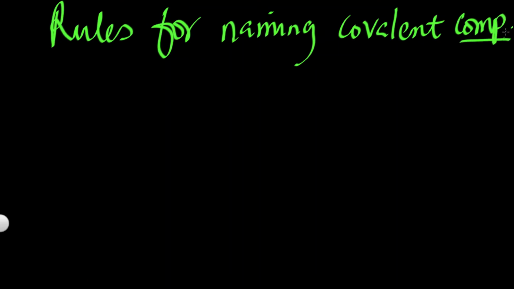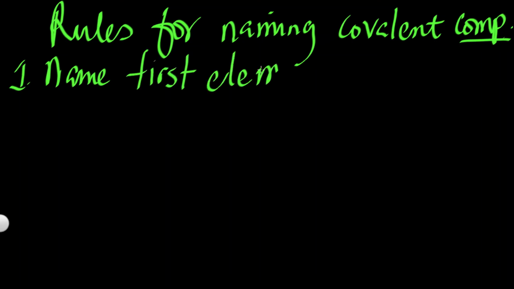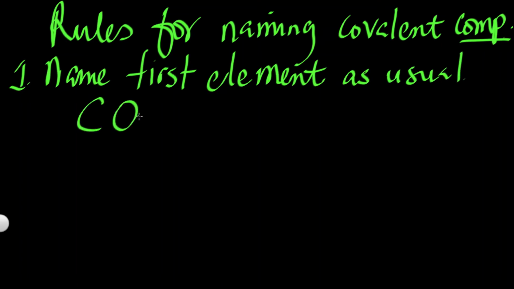Okay, you are given the formula, and this is what you do. Rule number 1, name the first element as usual. First element in the formula as usual. So if the formula is CO2, carbon is the first element, you just name it carbon. If you have SO3, the first element here is sulfur, we just call it sulfur.